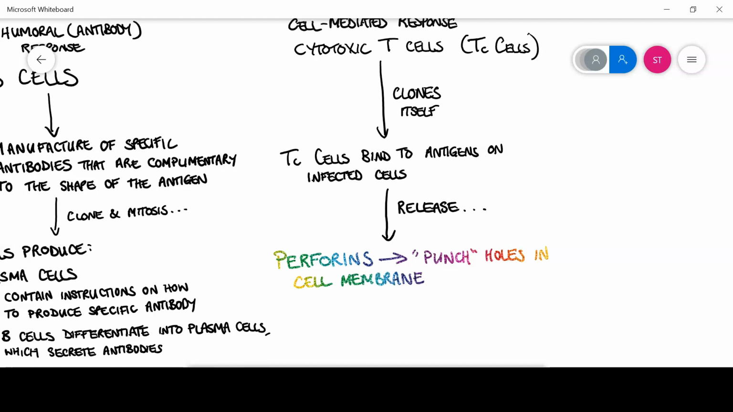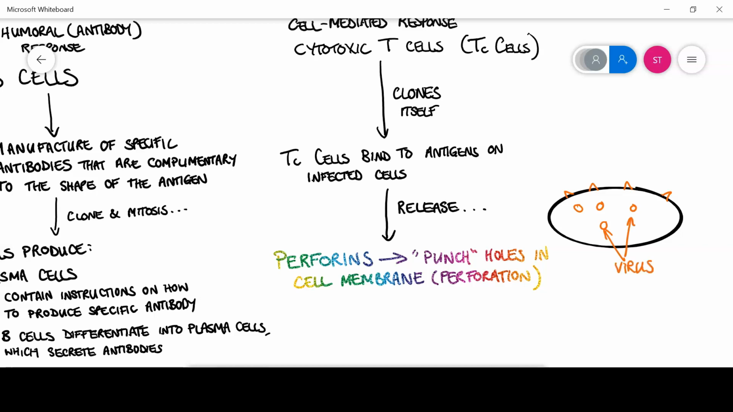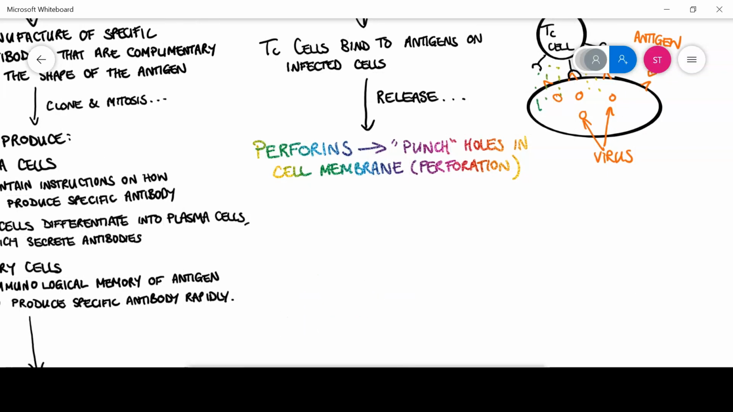The cytotoxic T cells will track down infected cells that contain viruses, and once they are in contact, they will bind to the foreign antigens presented on the surface of the infected cell and release chemicals called perforins. Perforins will essentially punch holes in the cell membrane, and that induces lysis.